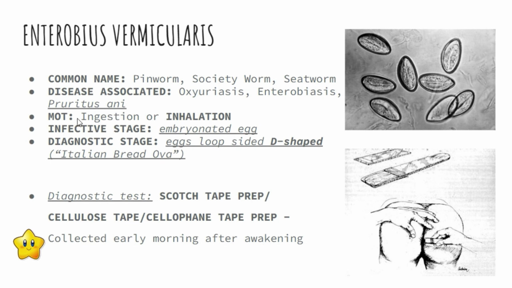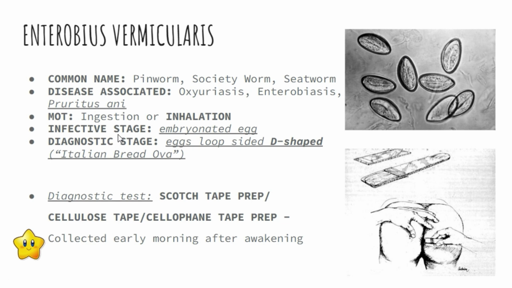For the mode of transmission, it is commonly acquired through ingestion but mainly through inhalation. So again, Enterobius vermicularis can be acquired through ingestion but more commonly inhalation. Pwedeng ma-inhale po. Yung infective stage natin na embryonated egg. Ito po yon, tingin dito sa screen. This is the embryonated egg of Enterobius vermicularis.